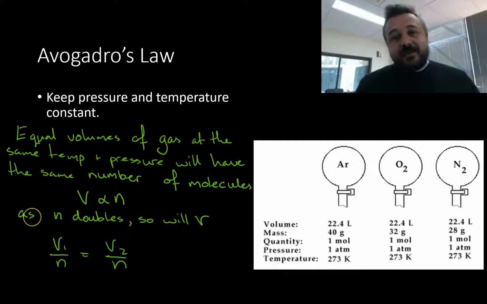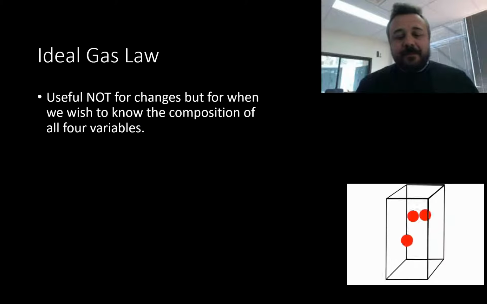So basically, any gas you want at 0 degrees Celsius or 273 Kelvin, and at 1 atmosphere, will all make up 22.4 liters, regardless of its mass. So the number of molecules is what determines the size or the volume at set pressures and temperatures.